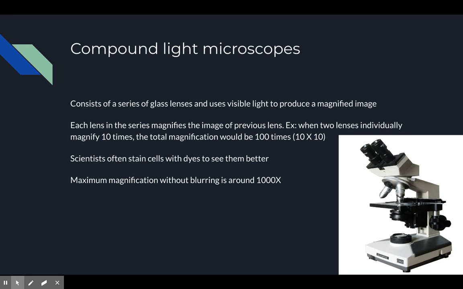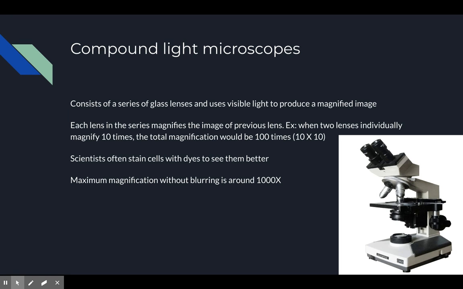So there are different types of microscopes that we need to talk about. Microscopes are how we look at cells, right? Cells are too small to see with the naked eye, and so we have to use microscopes. So there are two categories of microscopes. There are compound microscopes and electron microscopes.